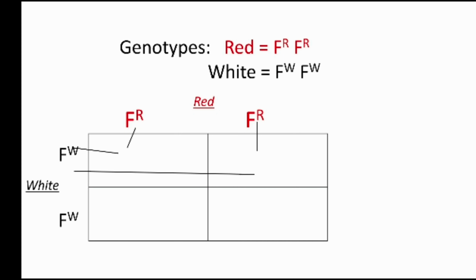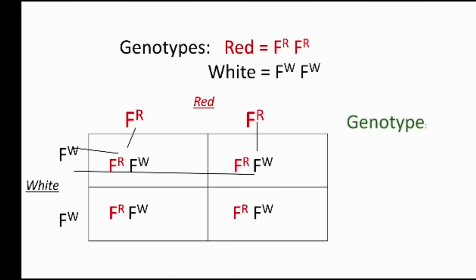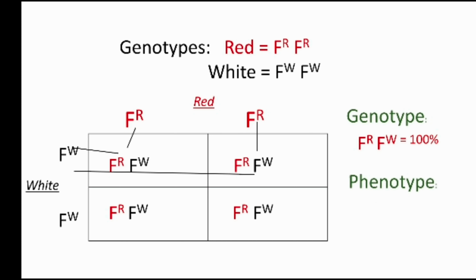After crossing, the resulting offspring are, we have FR FW for the first offspring and another FR FW for the second offspring. And for the third and fourth offspring, we have again the same genotype, FR FW. As we noticed, the four offspring have the same genotype. So the resulting genotype of the four offspring of the red and white parents is 100% FR FW, and the resulting phenotype of the four offspring is 100% pink. No one is red, no one is white.